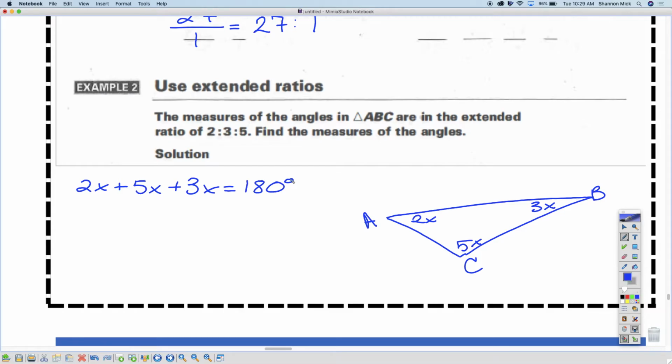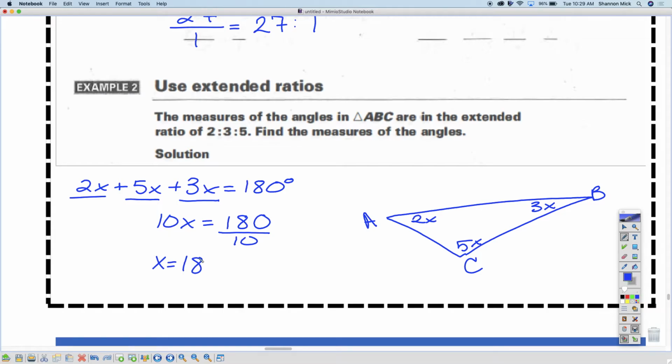So how many x's do I have? There's 3 x's. No, count them. There's 2 x's here, 5 x's here, and 3 x's here. So how many x's do I have? 10. So 10x equals 180. Then divide it by 10, right? So what does x equal? 18.